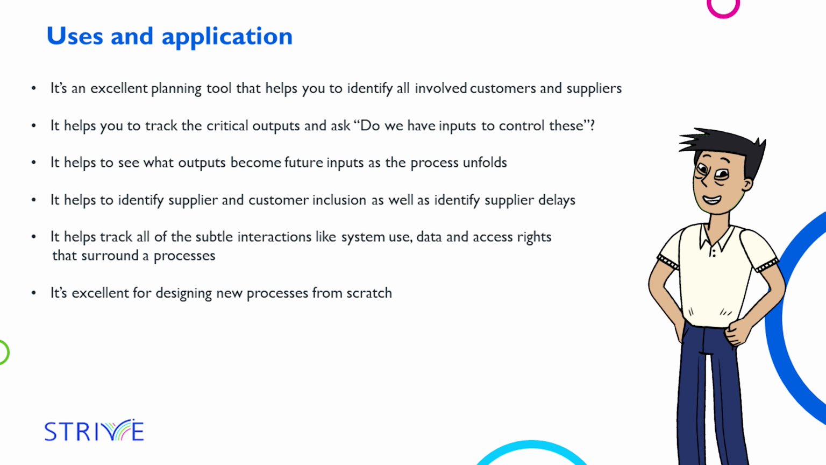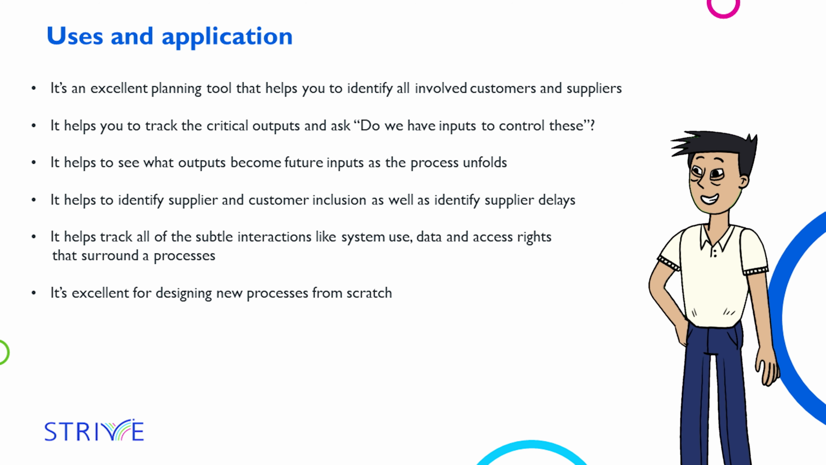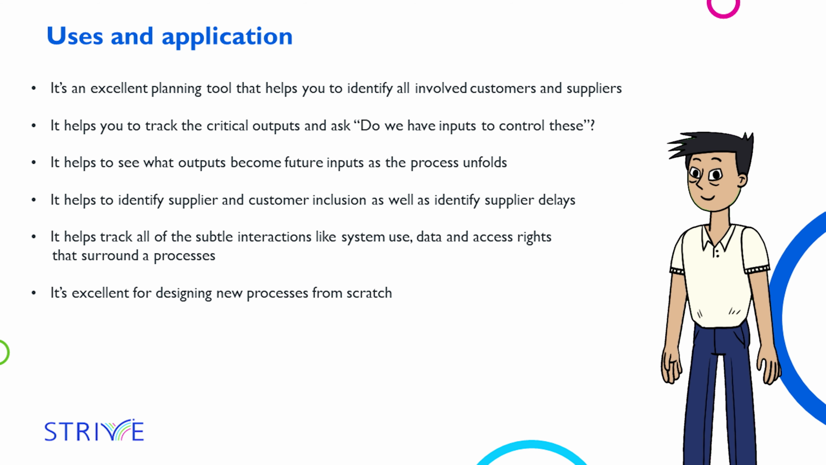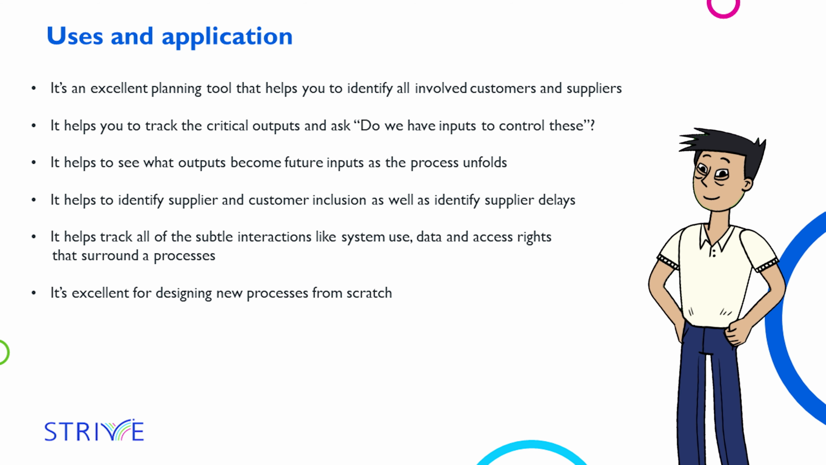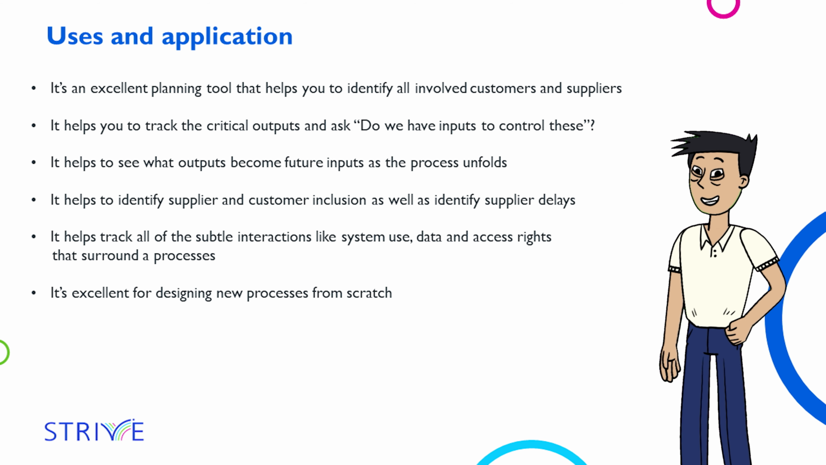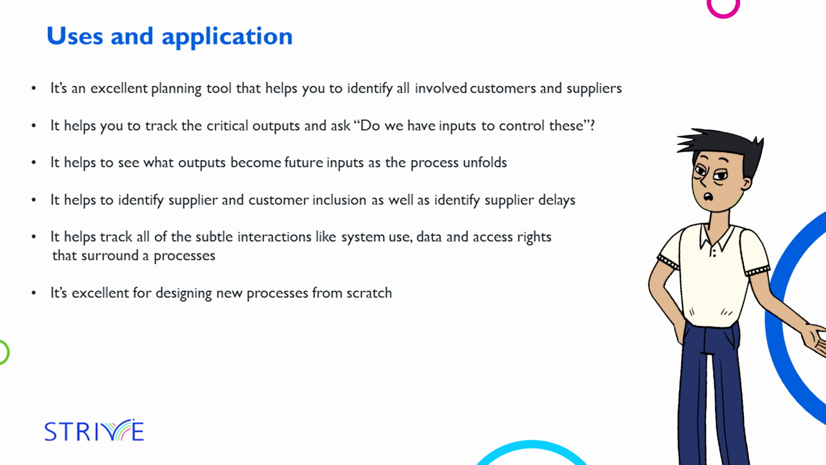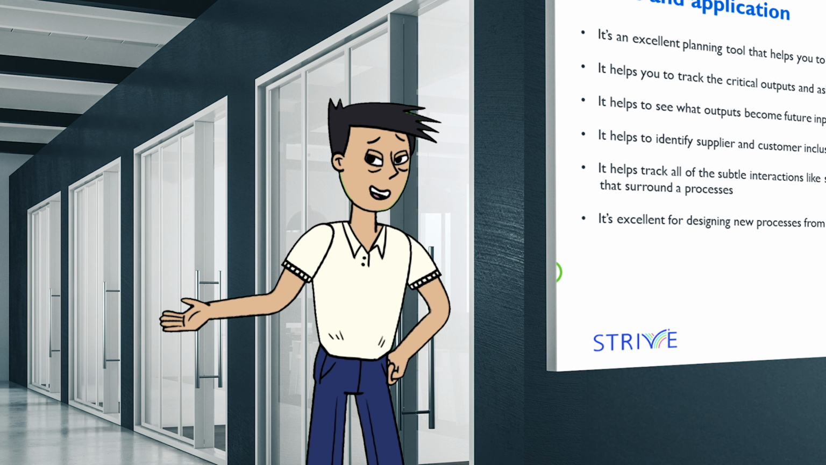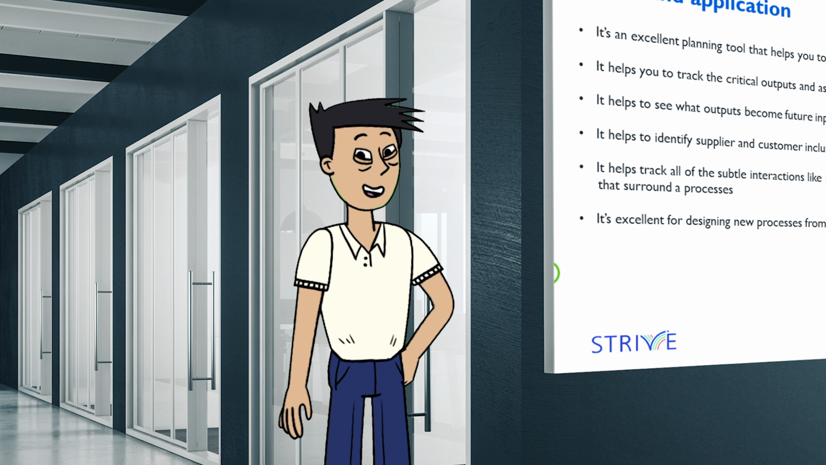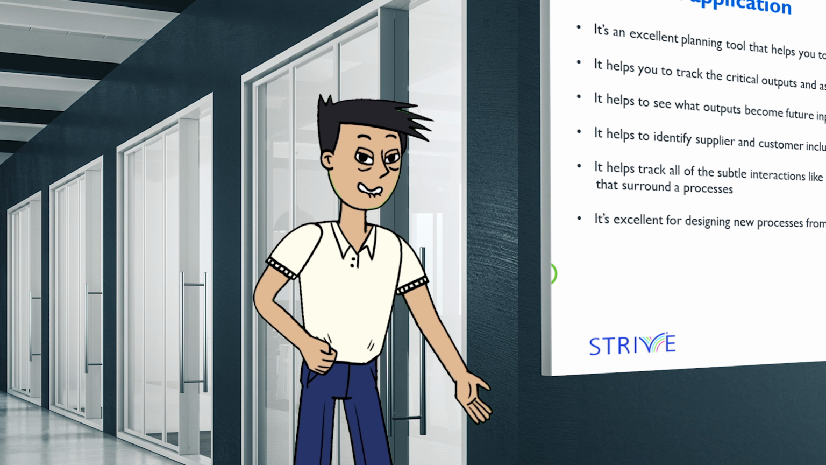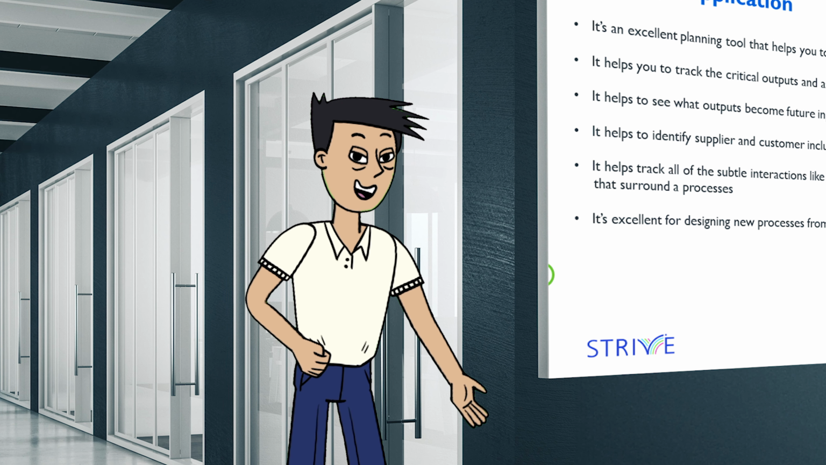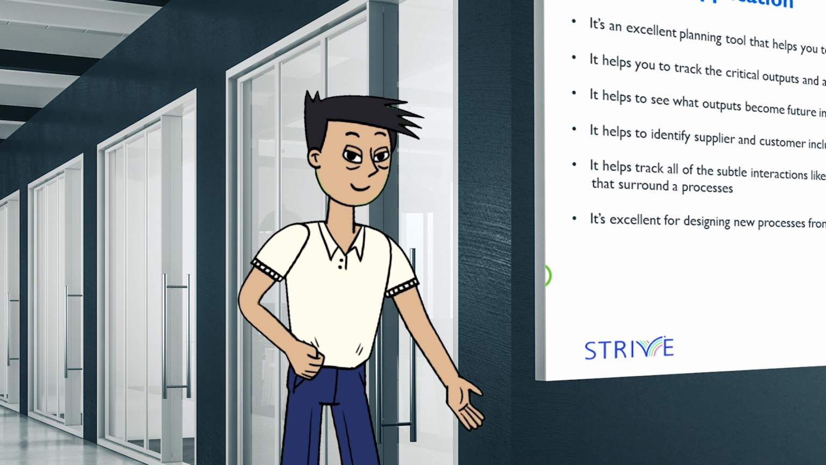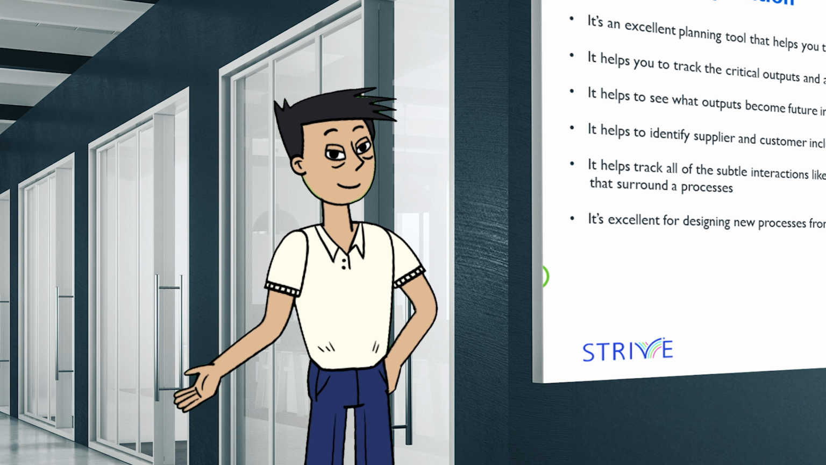It will help to track the critical outputs, where you can start to ask yourself, do we have inputs that control these? It helps you to see what outputs become future inputs as well as how the process unfolds. It helps identify supplier and customer inclusion or lack of, which can also be a problem. And it helps to track all of the subtle interactions like the system use, data, access rights, and all the other intricate, smaller detail things that you might have missed around what it takes for a process to happen. It's also excellent for designing new processes from scratch. So when you think about brand new systems, this is where it comes into its element on its own.